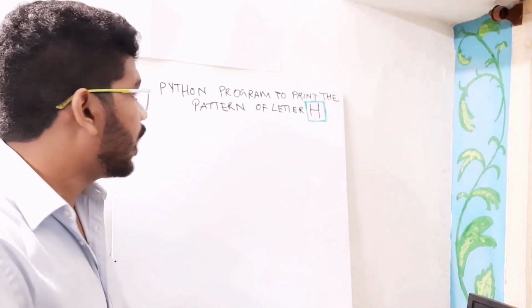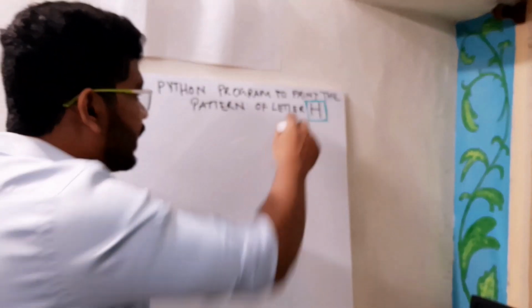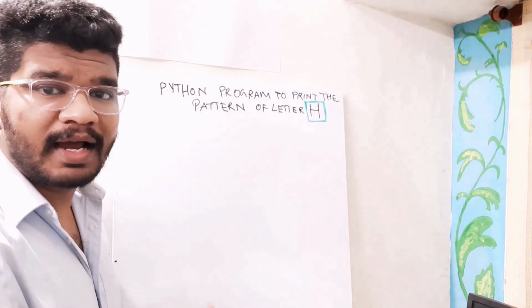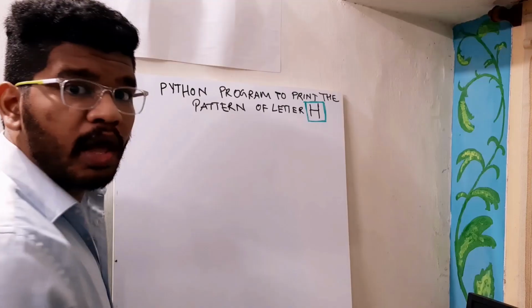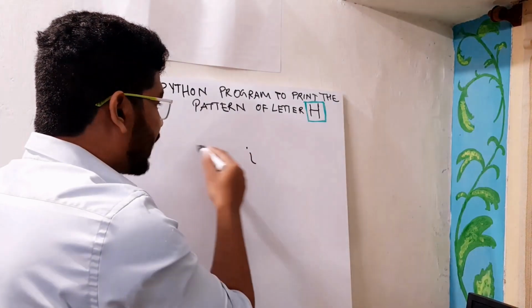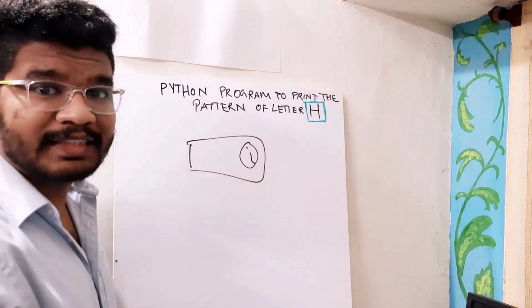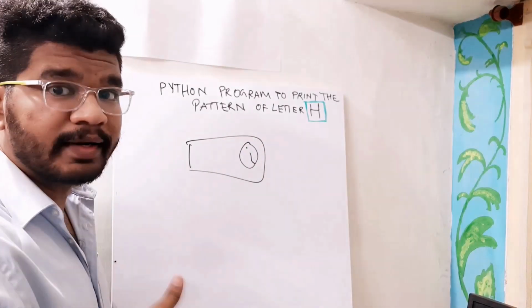Here in this video I'm going to print the pattern of letter H. In the previous videos I told you how to print the patterns up to letter Z. I will link that video playlist in the description and also in the I button somewhere in the right corner of this video, so make sure to click it. So let's start with this program, the pattern of letter H.